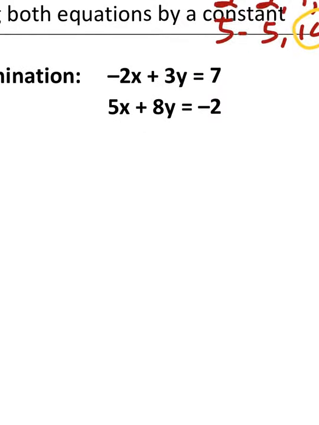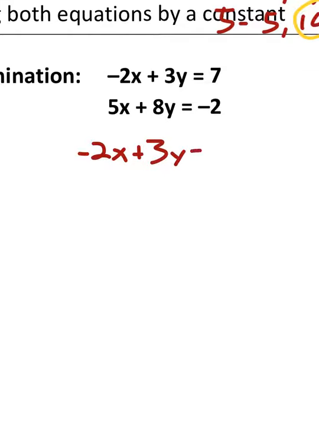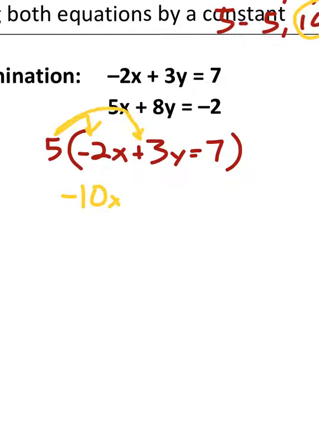Let me move this stuff out of the way here. And we're going to convert the first equation so that it has a coefficient of, instead of negative 2, a negative 10. So I'm going to rewrite my equation, negative 2x plus 3y equals 7. And I'm going to multiply the entire equation times 5, because my goal is to get to a negative 10. So I'm going to distribute the 5. 5 times negative 2x is negative 10x. 5 times 3y is 15y. And 5 times 7 is 35.